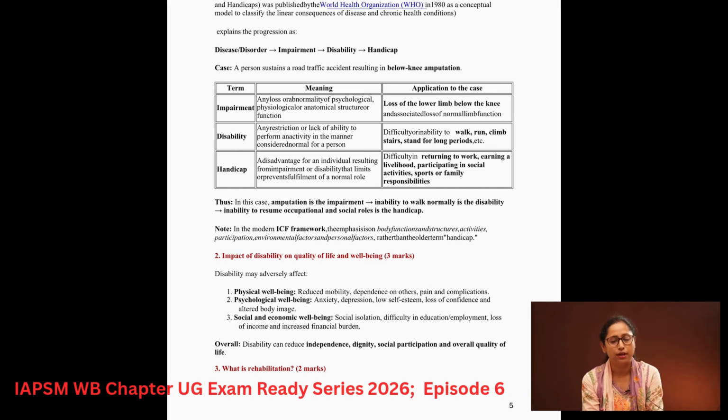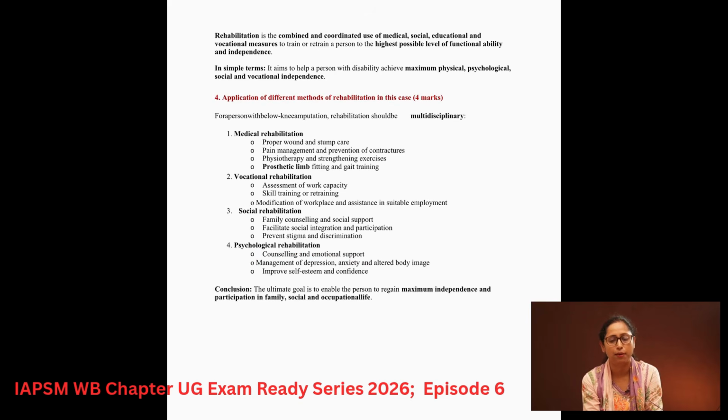Now, what is rehabilitation? Rehabilitation is the combined and coordinated use of medical, social, educational and vocational measures to train or retrain a person to the highest possible level of functional ability and independence. In simple terms, this rehabilitation aims to help a person with disability achieve maximum physical, psychological, social and vocational independence.